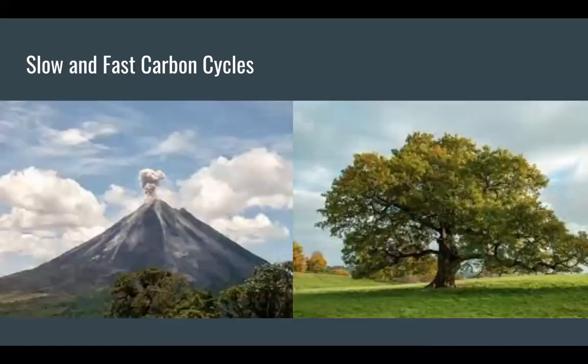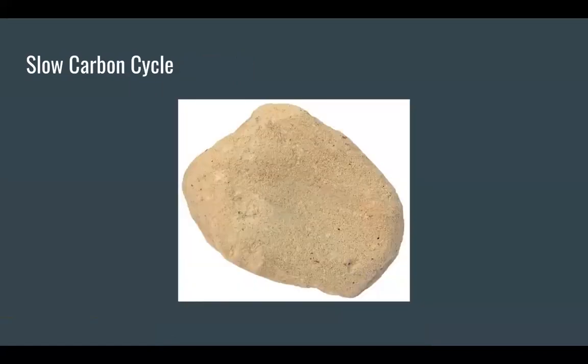Slow and fast carbon cycles. NASA Earth Observatory describes the carbon cycle happening in two different ways, slow and fast. Through a series of chemical reactions and tectonic activity, carbon takes between 100 and 200 million years to move between rocks, soil, ocean, and atmosphere in the slow carbon cycle. This is how NASA Earth Observatory talks about the slow carbon cycle.